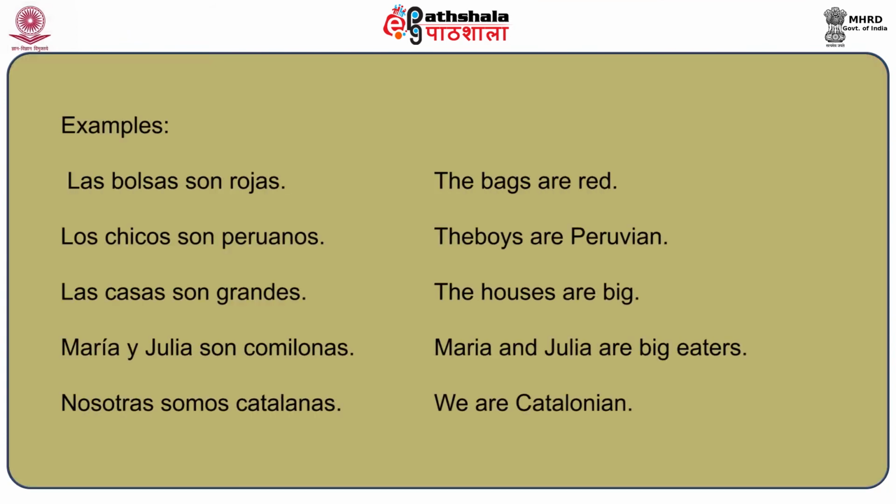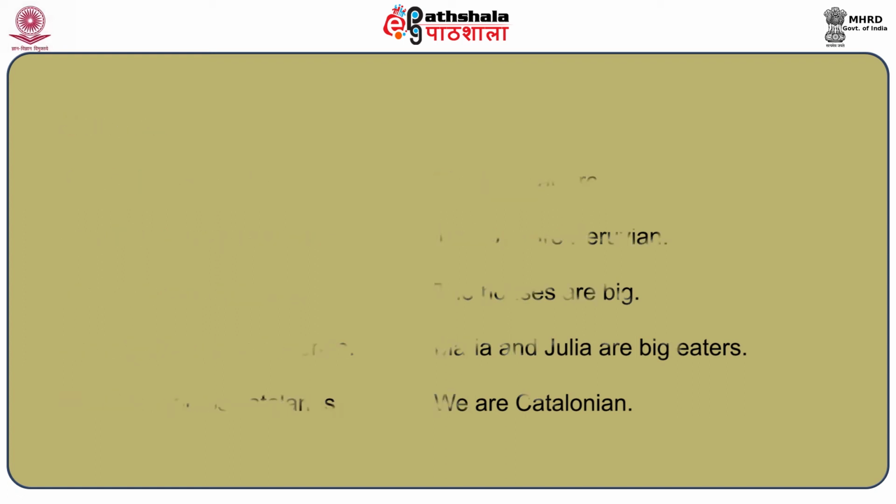Let's see some examples. Las bolsas son rojas, o los chicos son peruanos, o las casas son grandes. María y Julia son comilonas. Nosotros somos catalanas. So, in all these sentences, we have just added s.